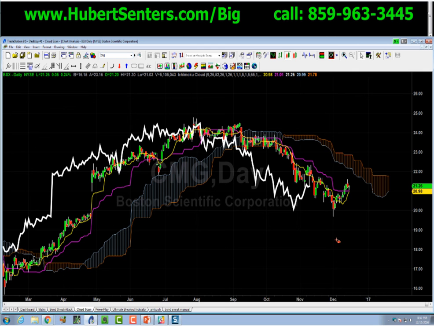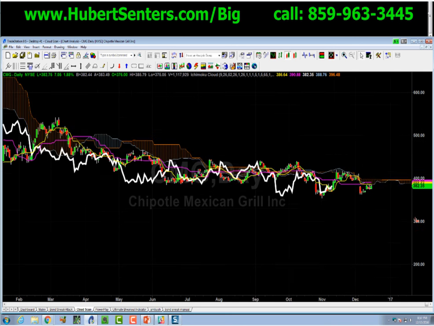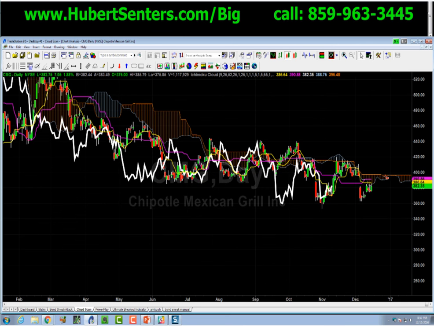CMG, also known as Salmonella. Salmonella is still a good short with a stop of about 400. Right now it's got support at 360, so it's not a good risk-to-reward trade. It's not terrible. It's just not a great risk-reward trade that I would throw on, even though they got some bad press still.